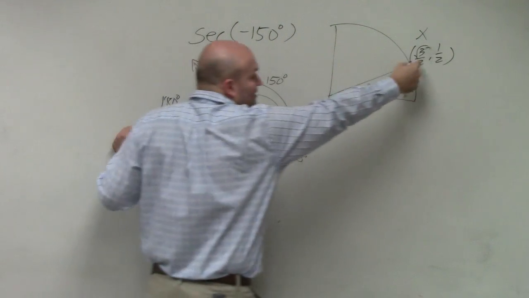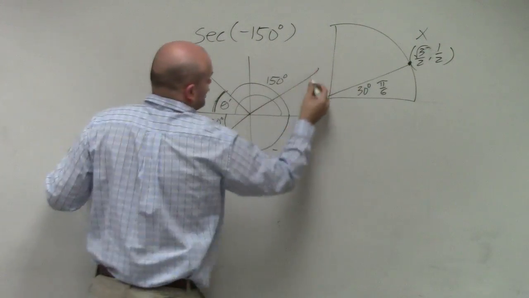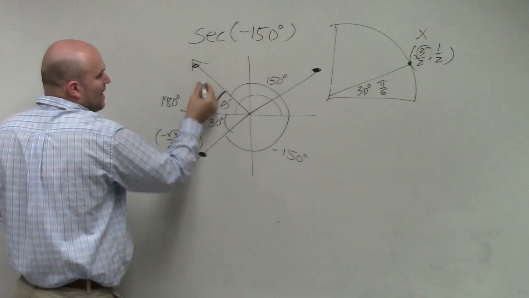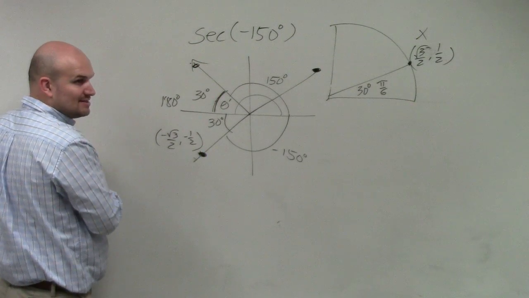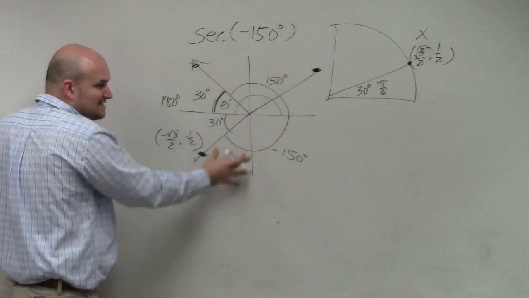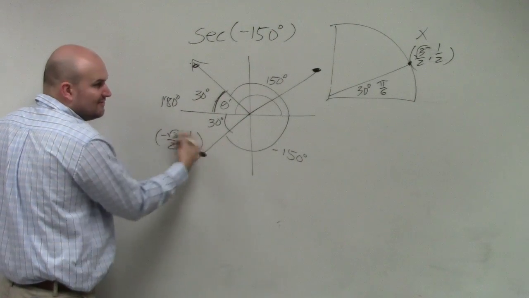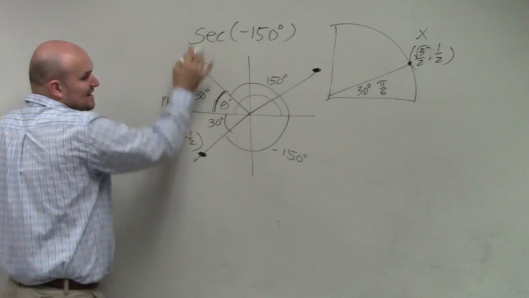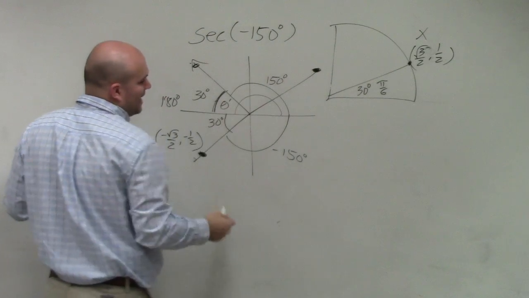It's the same coordinate point as this. It's reflected over the y-axis, reflected over the x-axis. So as long as you guys know what the first quadrant is, and you know how to find reference angles and so forth, you guys can find all the points. But secant, remember, is 1 over x.